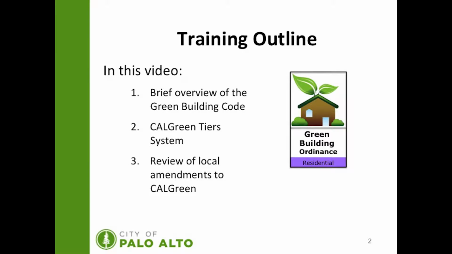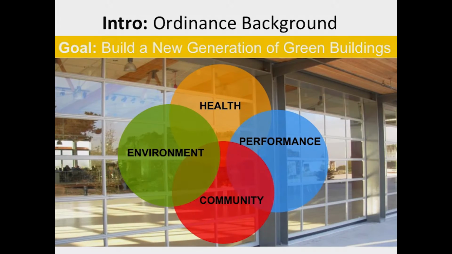In this video, we're going to be going over 3 components. First, we'll perform a brief review of the Green Building Code. Then we'll jump into the CalGreen tier system, and we'll also be reviewing the local amendments to the CalGreen code. And you'll notice here on the right-hand side the icon that designates the Green Building Ordinance requirements for residential projects. The overall goal for the Green Building Ordinance is to build a new generation of green buildings that focuses on the environment, health, building performance, and community.